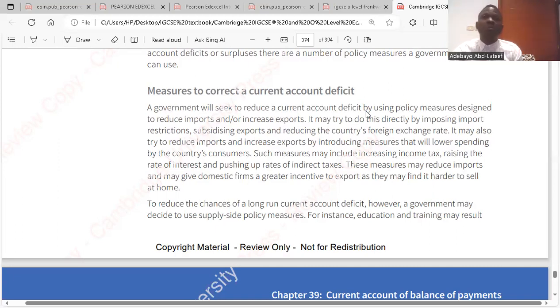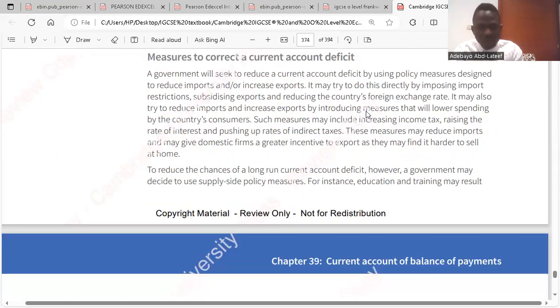monetary policy. Monetary policy for foreign exchange, yes. Interest rate, yes. Or supply side policy to increase productivity, which will increase exports. Clear? Yes.